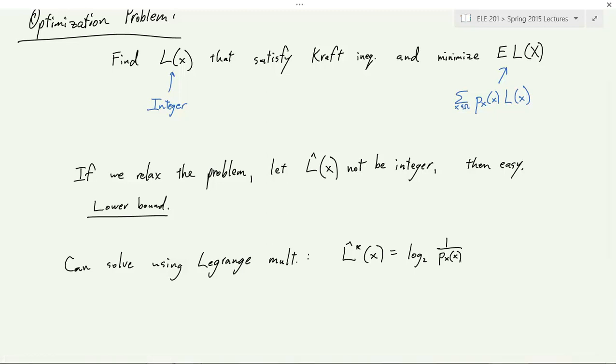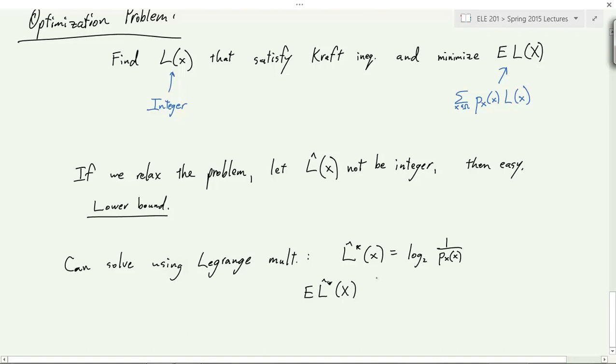It also satisfies Kraft because you can just plug these in, this L hat, into the Kraft inequality. Remember, Kraft inequality, you took 2 to the power of negative L of x. Once you take 2 to this negative power, you're going to get p(x). You're going to sum over p(x), and that always gives you 1. So you meet the Kraft inequality. Okay, you can plug this in, it meets Kraft. It better, because we solved the optimization under that constraint, right? At least someone did. We didn't do it here.